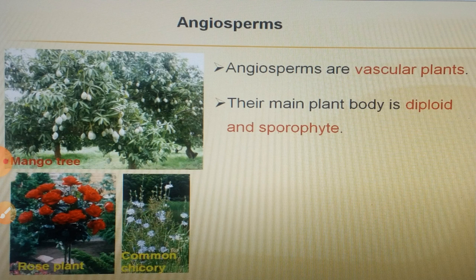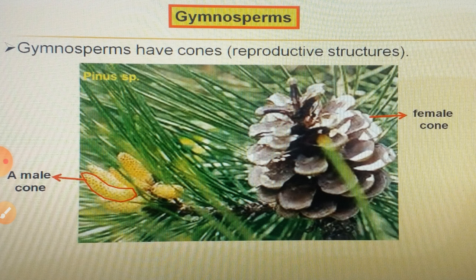Angiosperms are vascular plants. Their main plant body is diploid and sporophyte. Now before we proceed with angiosperms, I strongly suggest you watch my lecture on gymnosperms, because this will make things much easier to understand. Okay, so let's go on.